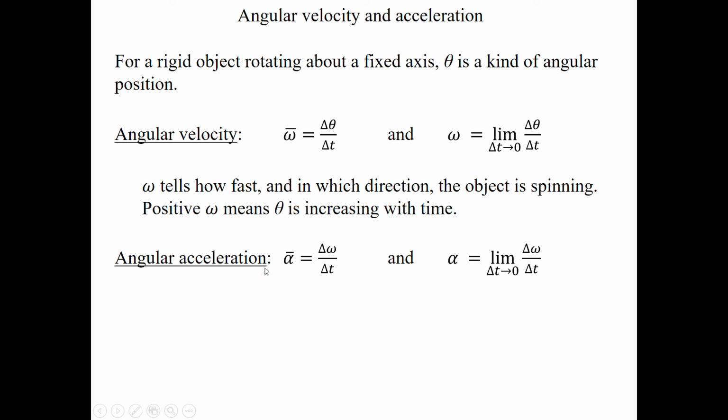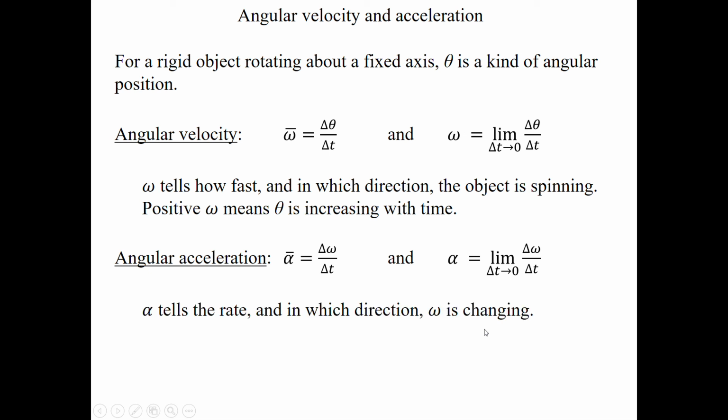Similarly, angular acceleration. Again, when we were talking about motion in one dimension, we said ax was delta vx over delta t. Similarly, we're going to say the average angular acceleration, which is given the Greek letter alpha, is equal to the change in angular velocity divided by the change in time. And nobody's interested in the average, so the instantaneous is just the average taken over a very small time interval that includes the time that you're interested in.